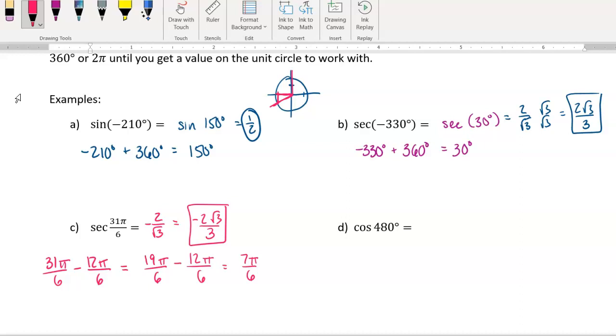So remember that the secant, again, is a reciprocal of the cosine function. So first figure out what the cosine value would be, and then find the reciprocal of that to get what the secant would be. All right, let's end with this one, and then I'll have you try some on your own. Cosine of 480 degrees.